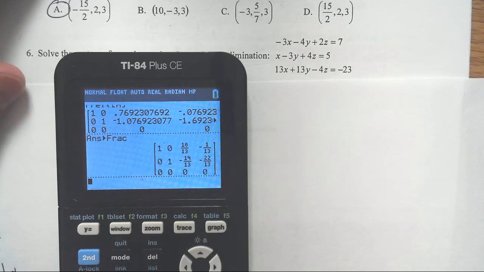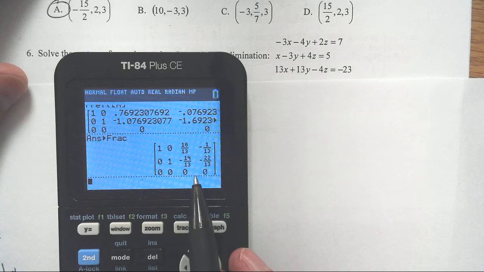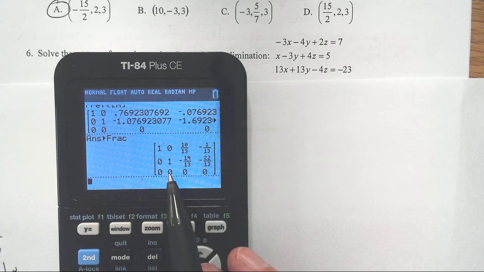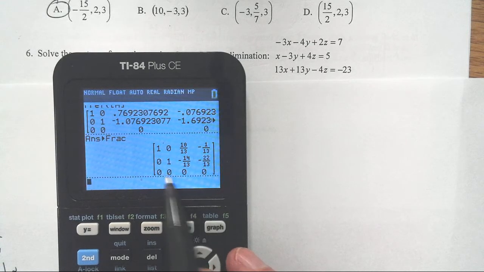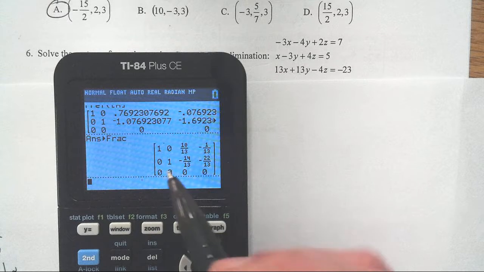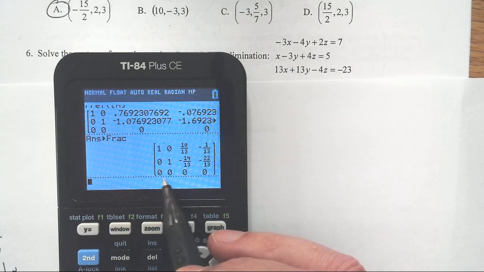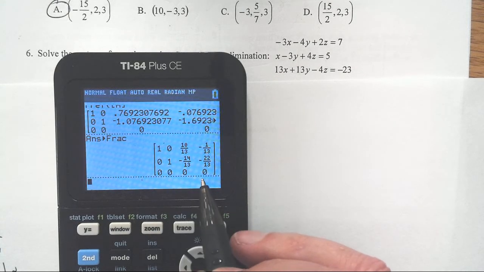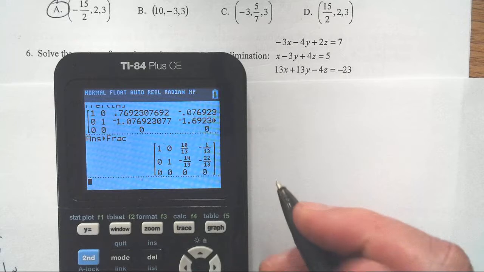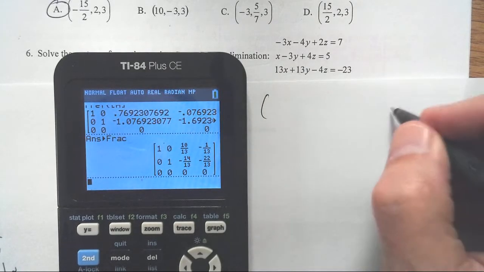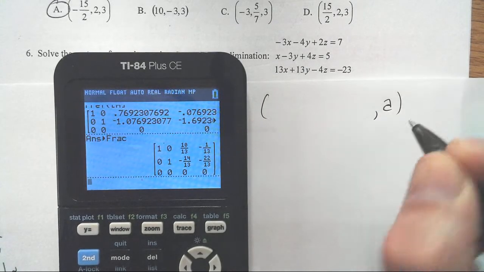And there we have it, but take a look. I've got this 0, 0, 0, 0 in the bottom row. And that means 0x plus 0y plus 0z equals 0. Therefore, there's many answers, and what we do with that is we start by letting z equal a.